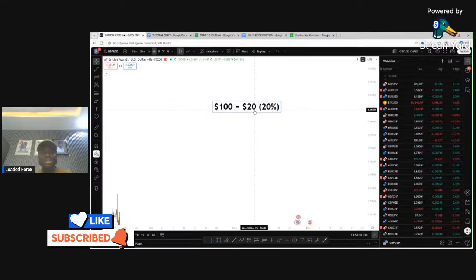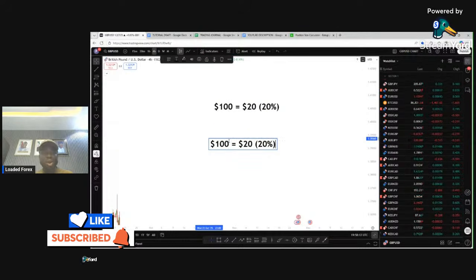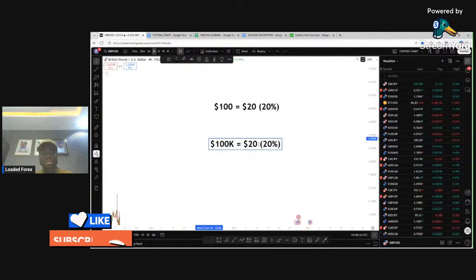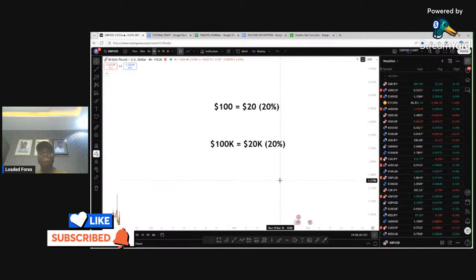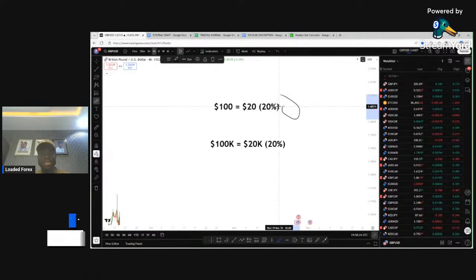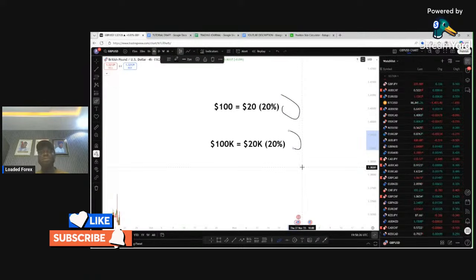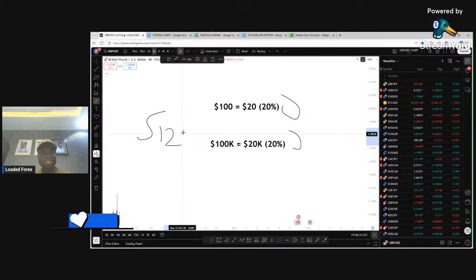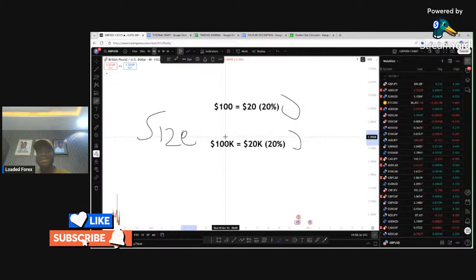But imagine you are trading a 100K account and you just make 20%. That is $20,000. That is 20K. The same setup you executed here, you see the same setup here. But what is the difference between the two accounts? It's the size. The difference is the size.